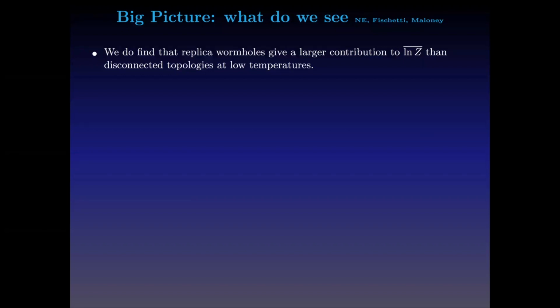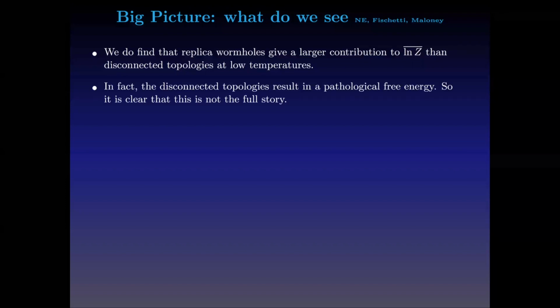We work in pure JT, and we do find that replica wormholes give a larger contribution to log Z than disconnected topologies in a certain low temperature regime. In fact, if you didn't know anything about the replica trick and you just naively computed the annealed free energy, and you only included the disconnected topologies because that's what goes into the free energy, then that results in a pathological free energy. So it's clear that's not the full story. And when I say pathological, I mean that it's non-monotonic with temperature, which gives you a negative entropy. So that is already very problematic.